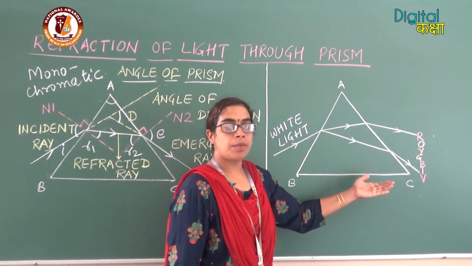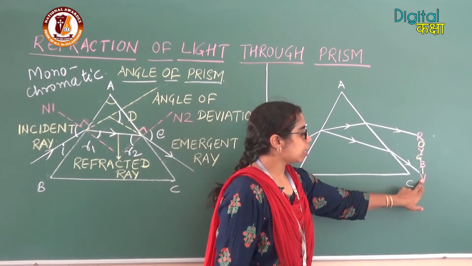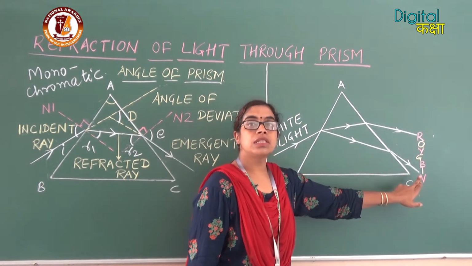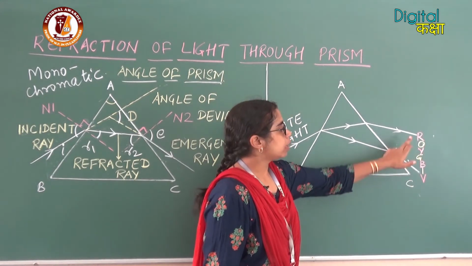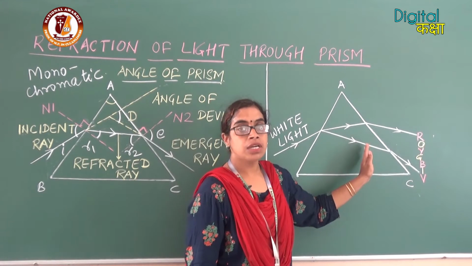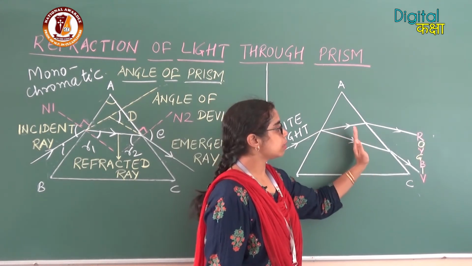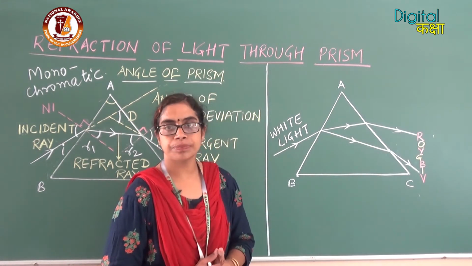So in the diagram, we can see that the violet color is the color which bends the most in this case and the red color is the color which bends the least when we get these colors out of the second refracting surface.